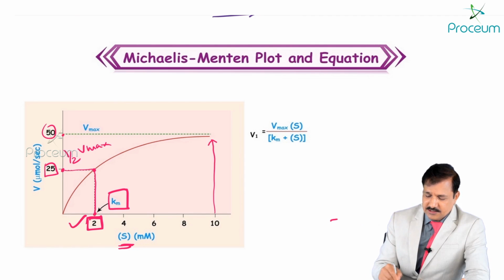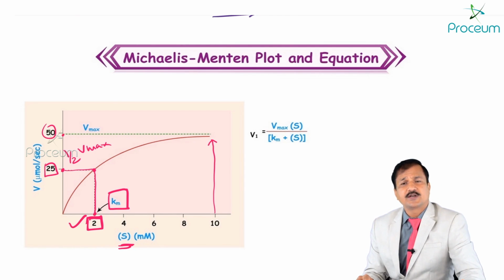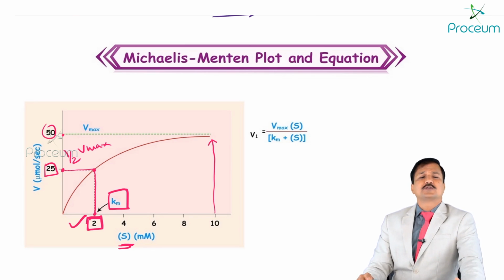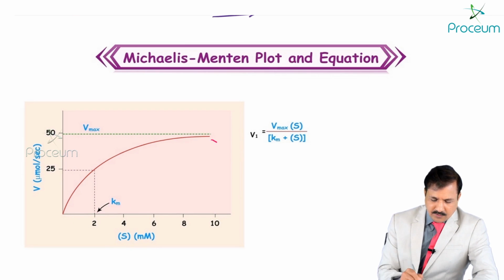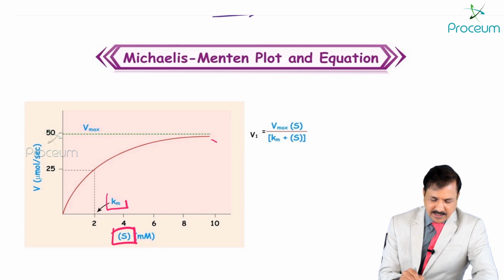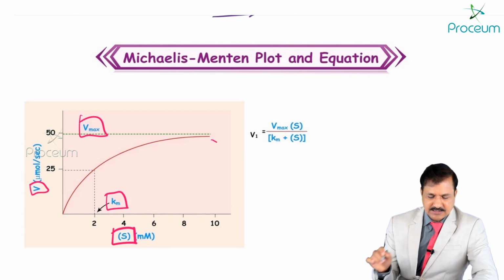So, Km is the substrate concentration at which the enzyme reaches half the maximum velocity, and the substrate concentration that will take the enzyme to Vmax is Km times 5. Okay, now we have certain parameters here: substrate concentration is there, Km is there, Vi, the initial velocity, is there, and Vmax is there.